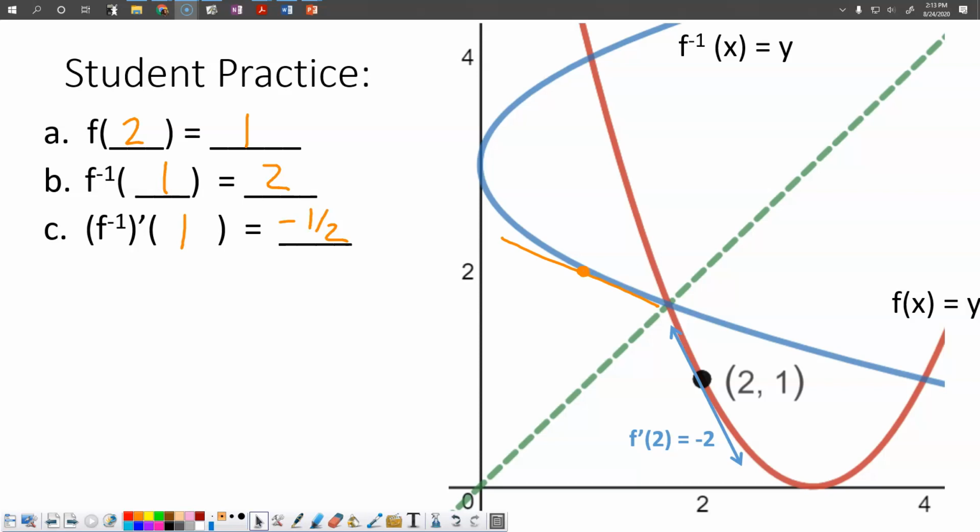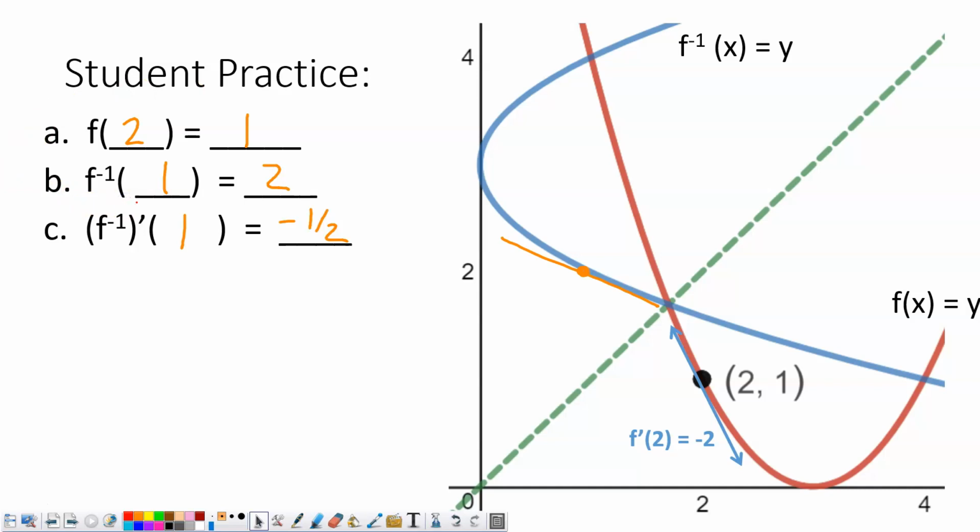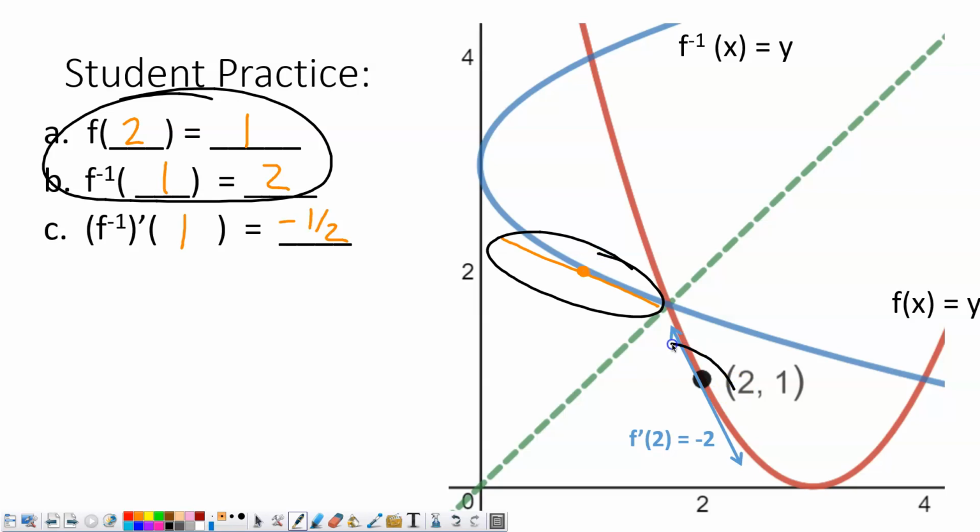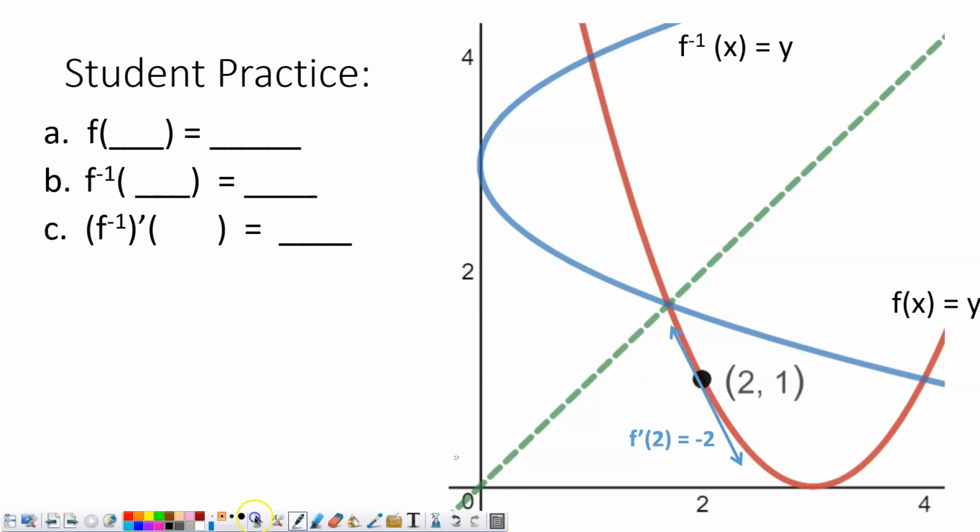So hopefully you guys have got the idea here. When it comes to functions and their inverses, the x's and y's are reversed, right? So that's what this shows. And when it comes to their slopes, they are reciprocals of each other, but at different values of x, okay? So that is the relationship between f and its inverse and their slopes.